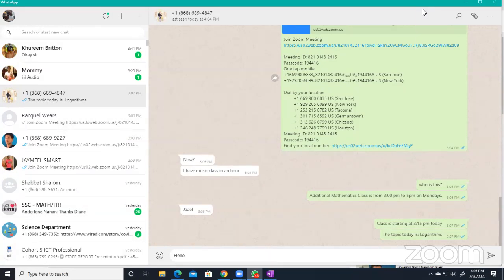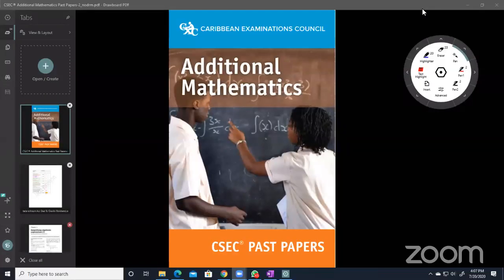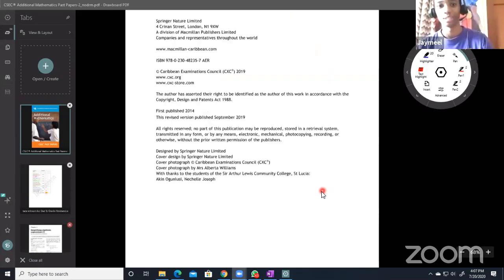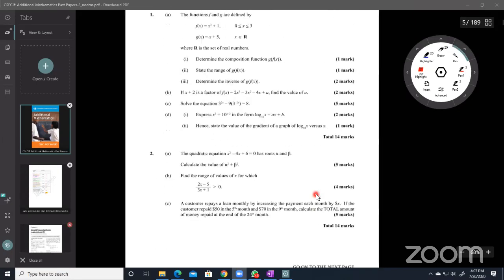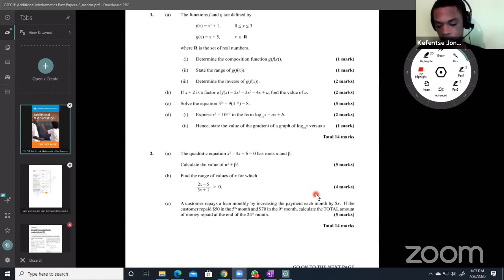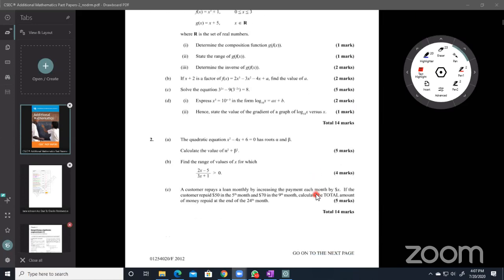So let's see. What do you see on your screen there? Two people doing a maths thing. Oh, you don't know what that is, huh? Okay, it's the CSEC past papers booklet. Yeah, that's the past paper booklet there.